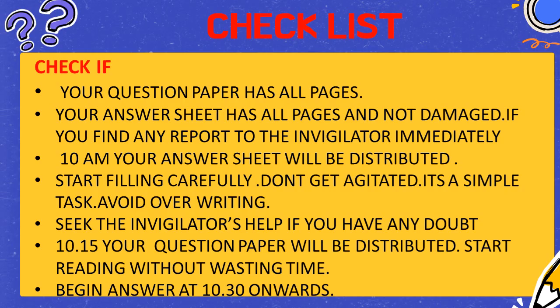Then coming to the checklist. As you enter into the examination hall and you are seated, check whether you are seated in the correct roll number that has been allotted to you. And then at about 10 o'clock, you will be given your answer script. Now look into the answer script, whether it is damaged, and if it is torn here or any place, you just report to the invigilator immediately.